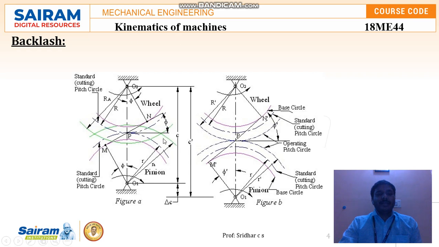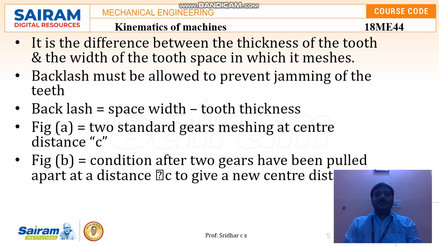So that is M and N. The point P will be, that is M1, and M and N is in a tangent. So this considers the backlash. Now we'll talk mainly about the difference between the thickness of the tooth and the width of the tooth space.